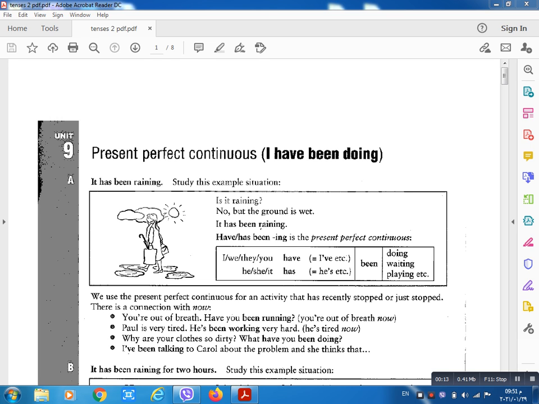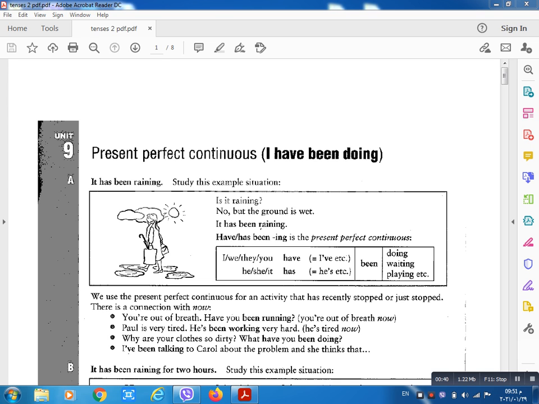As we said last lecture, the first job of each lecture is to deal with the structure of the tense. Now, this is the present perfect continuous. The structure is subject plus have or has, according to the subject, plus been plus do plus ing.